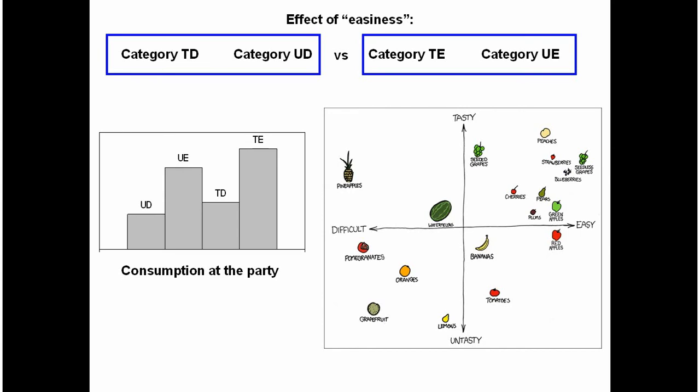The effect of easiness will be significant if both easy categories give greater response than too difficult. For example, it can be consumption of the foods at the party. The easy, both tasty and untasty, are consumed to a greater extent than those foods that have to be peeled with lots of difficulties.